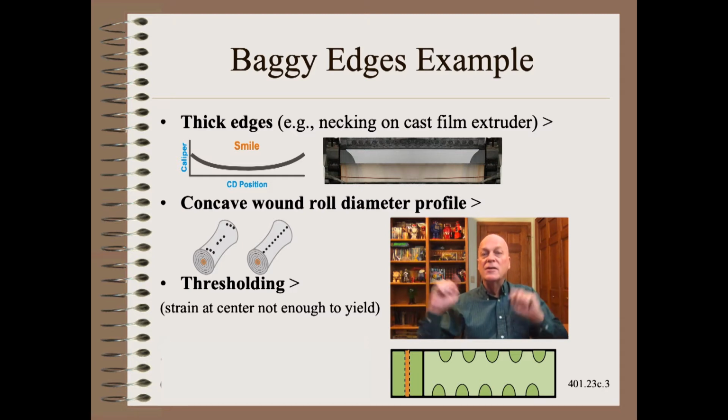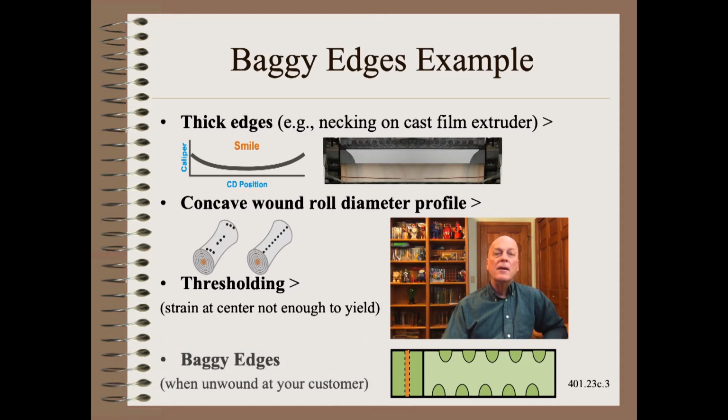Now we add a concept introduced in the last clip, that is, of thresholding. Only the edges of the wound roll, coupled with winding tightness, are strained enough to stretch the raw material beyond its yield. So care must be taken here. The width of the root cause will be as wide or wider than where you see the problem. The result of all of this will be baggy edges. However, you will not see bagginess in the web going in or the wound roll itself. Only your customer will see baggy edges when the roll is unwound.